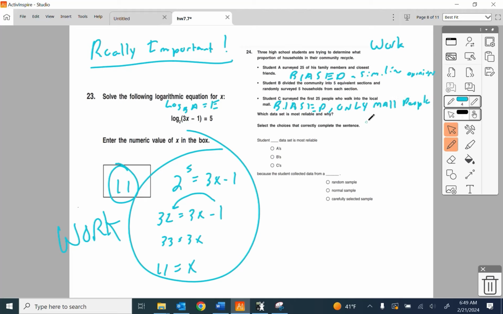And I know you may not believe this, but not everyone goes to malls. And it is likely to have a higher percentage of people that live close to the mall.